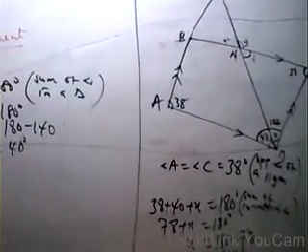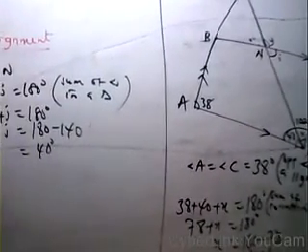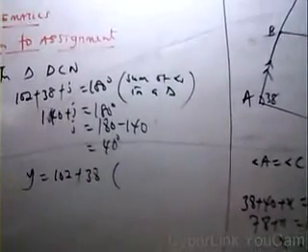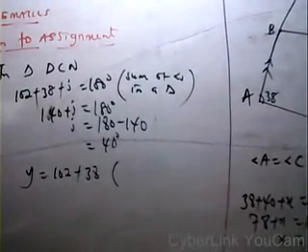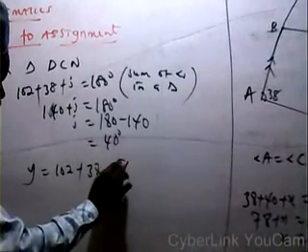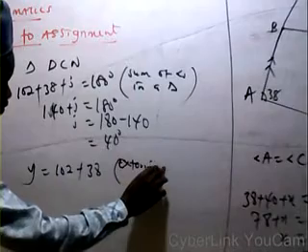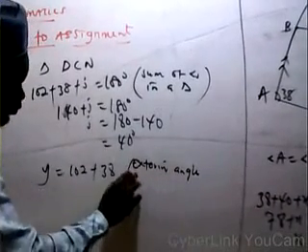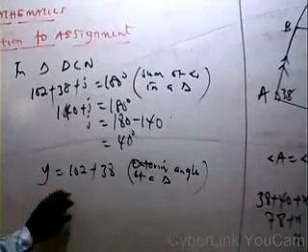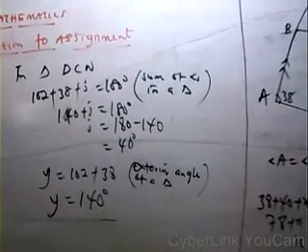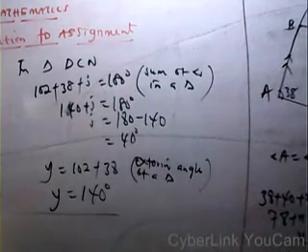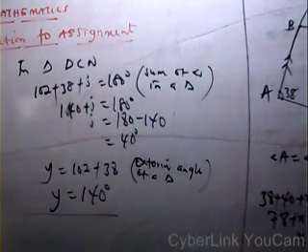So we can say that Y equals 102 plus 38, and Y is the sum of the two opposite interior angles, that is the exterior angle of a triangle. That's right. So in that case, Y equals 140. So from that, we have been able to determine the value of X to be 102, and the value of Y to be 140.